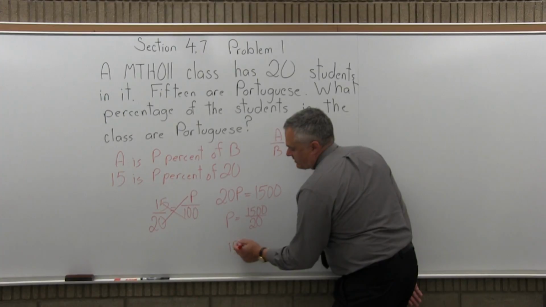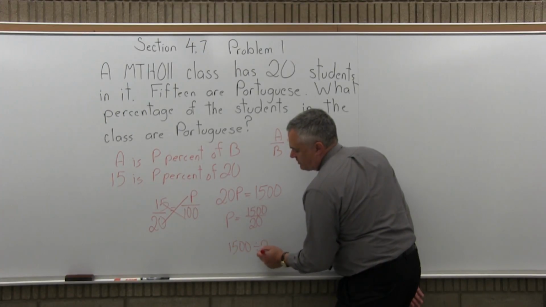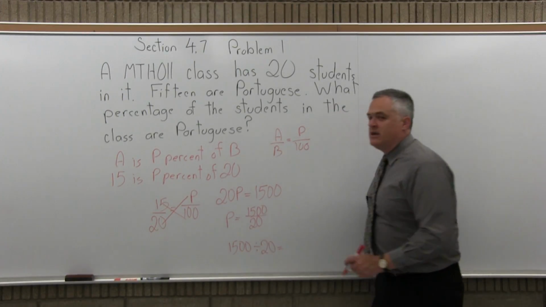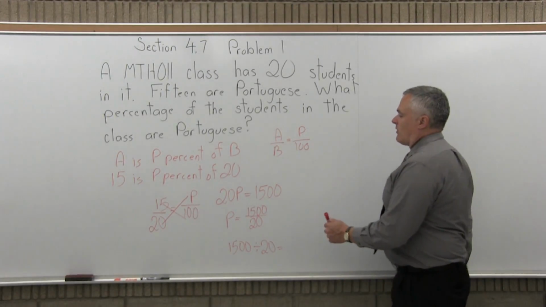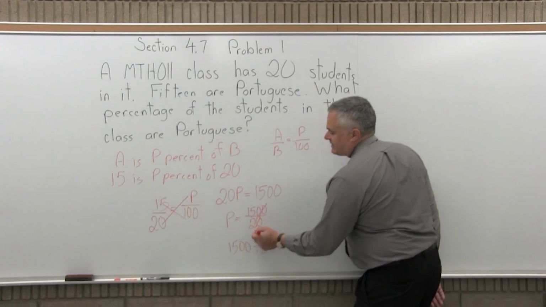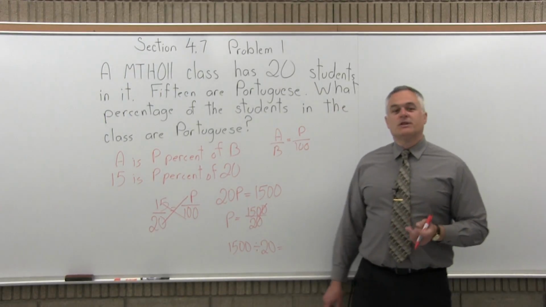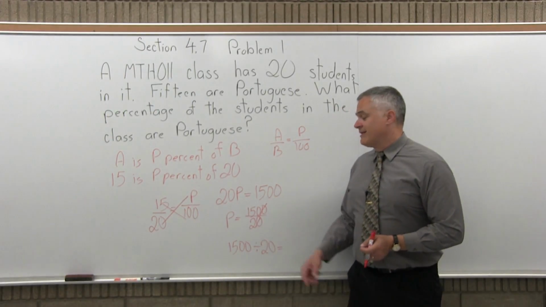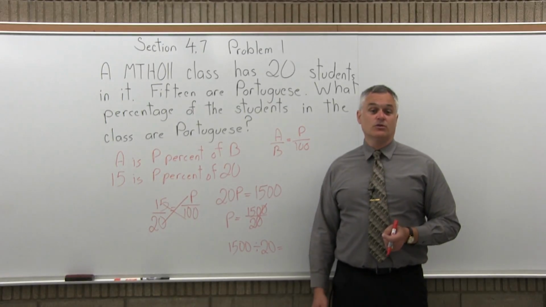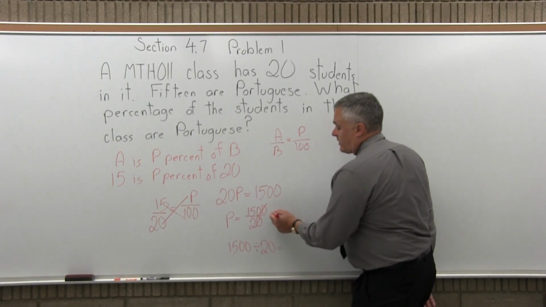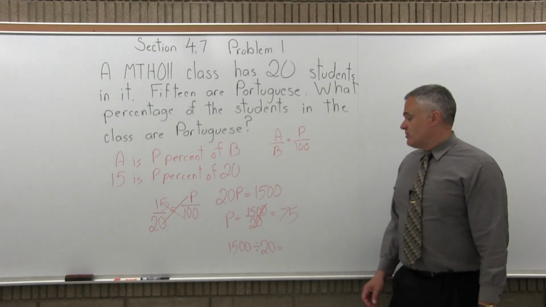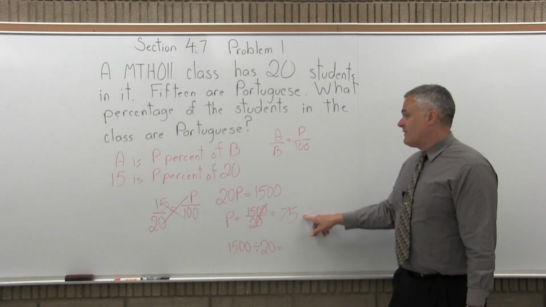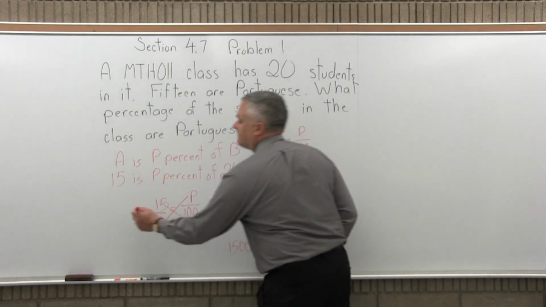If you have a calculator that your teacher will let you use, you would enter it this way: 1500 divided by 20 equals. If you don't, you would divide it out the long way. But what I see is I can at least start by canceling a 0. They both end in a 0, so I'm essentially reducing by 10. So I have 150 over 2. Well, half of 150 is 75. I can do that without a calculator doing the division. So P is 75, so that means 75%.